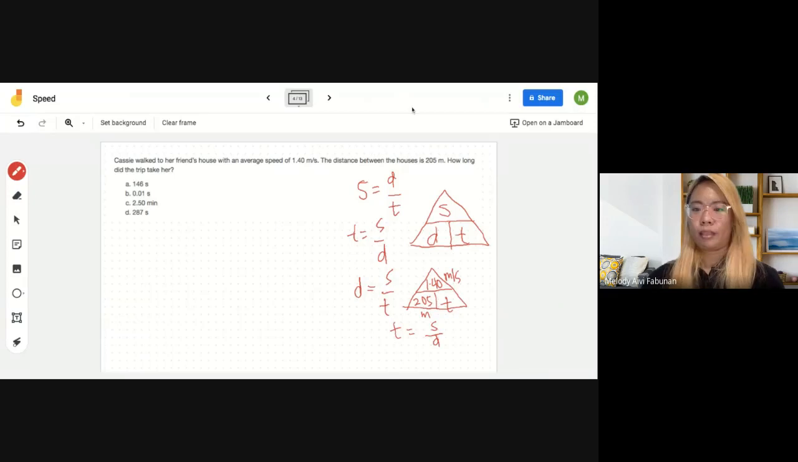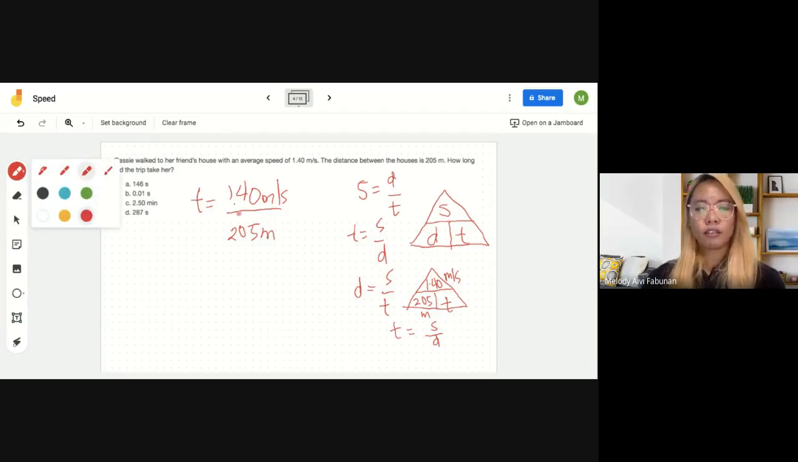Okay, so if we are going to apply this idea with this triangle, so ang given niya ay, not 140, 1.40 meter per second. And then we are going to divide the distance, which is 205 meters, by that. Okay, sige, let's give it the long way out. Let's erase this. Wait lang ah.